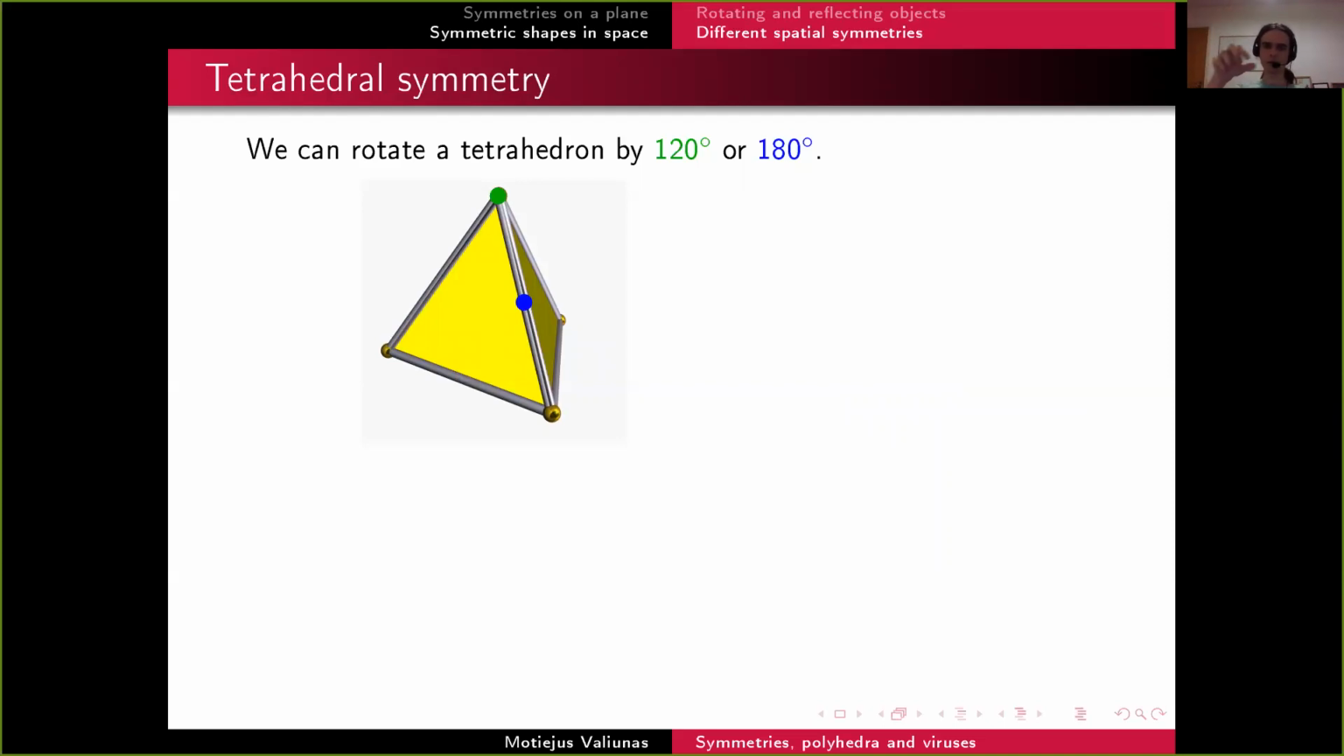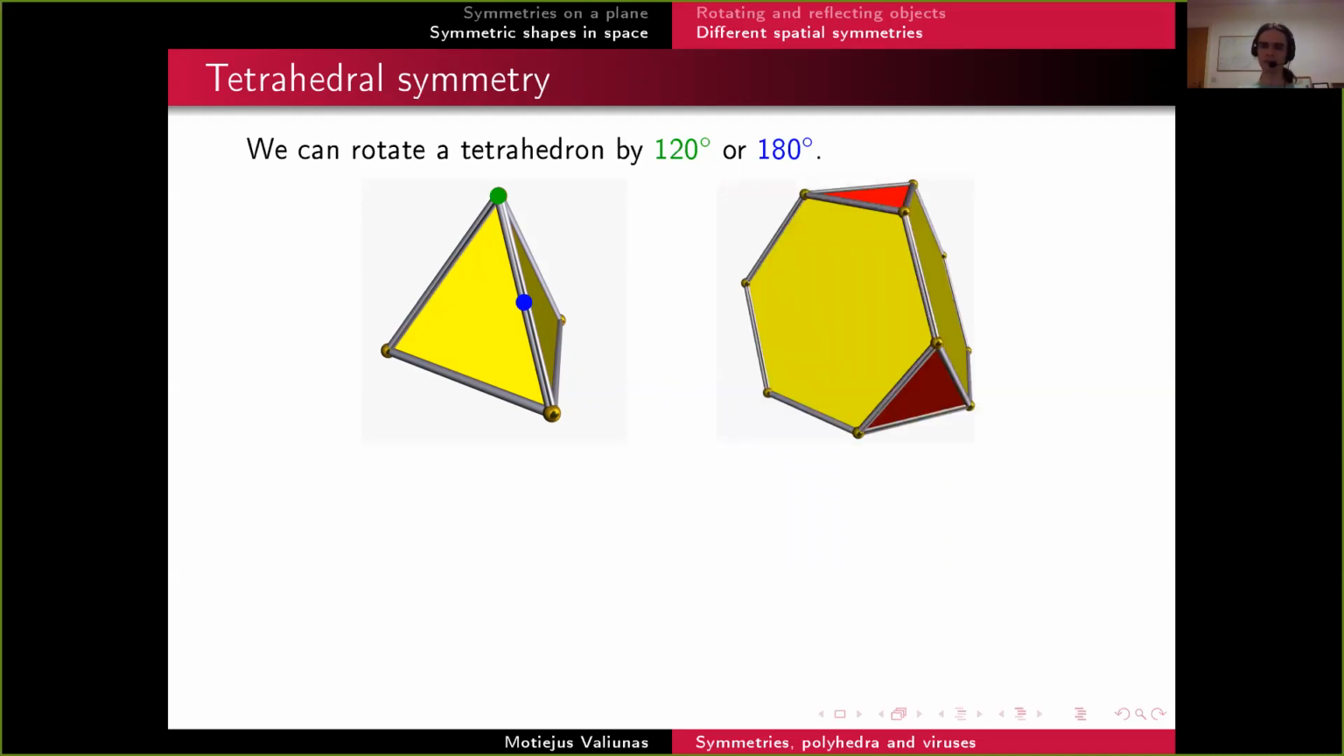Or if we pick on the blue point and on the corresponding blue point on the other side of the tetrahedron, so we can think about 2 points in the middle of an edge of a tetrahedron, and we rotate our tetrahedron 180 degrees, again, it comes back to where it was.